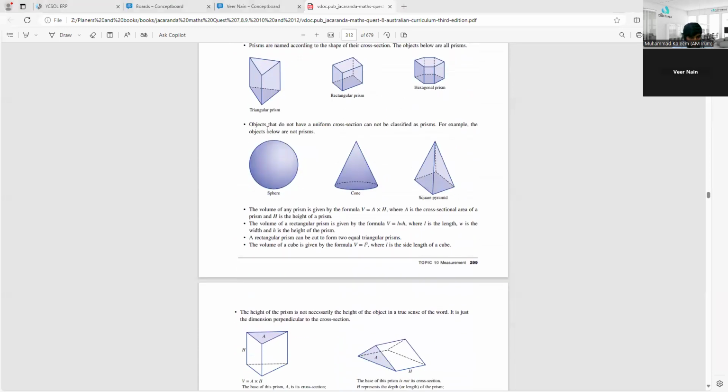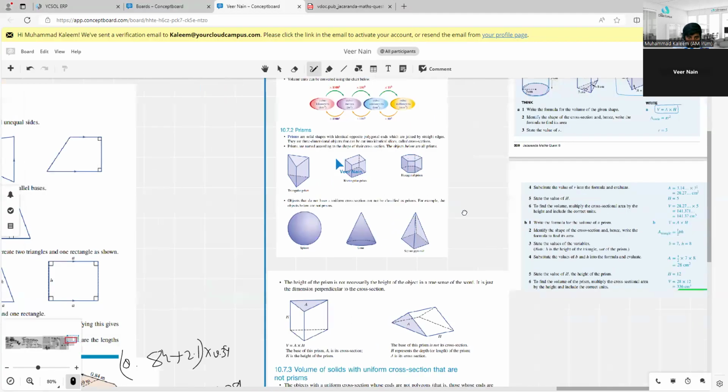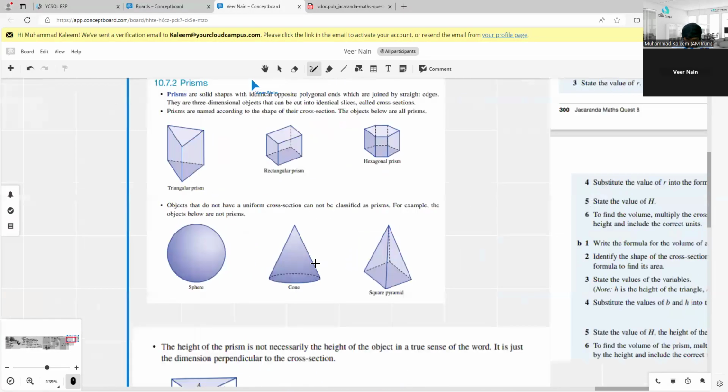Objects that do not have a uniform cross section cannot be classified as a prism. For example, these are not prisms. So we have different formulas for these, like for the cone and the sphere, you can see here. What's the meaning of cross section? Cross section means from top to bottom it has the same shape, but these objects don't have the same shape from top to bottom.